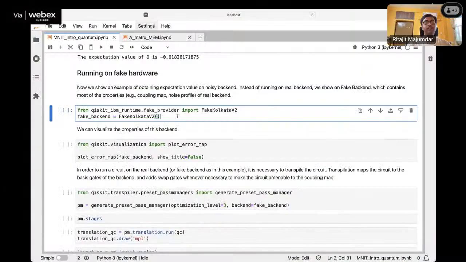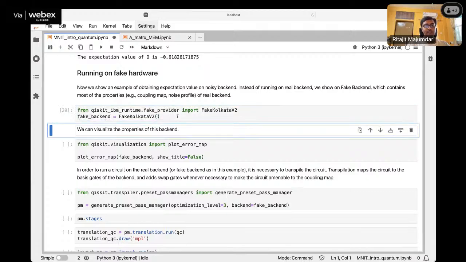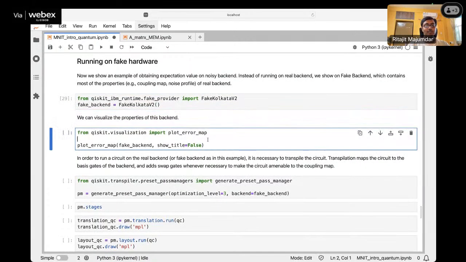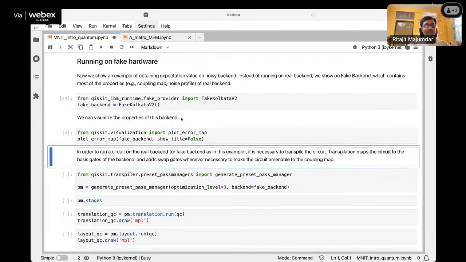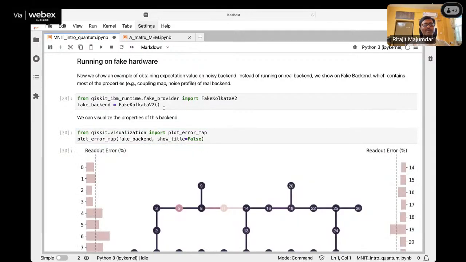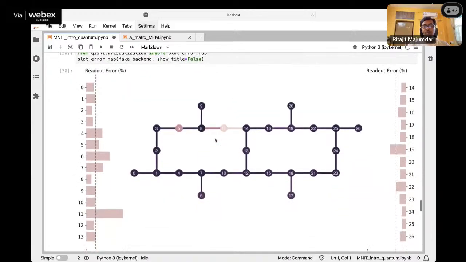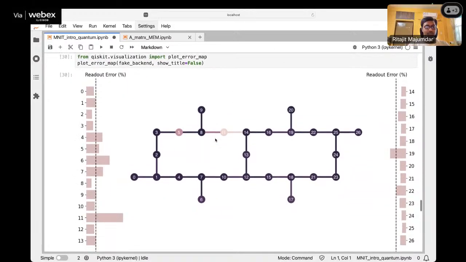So yeah, this is my fake backend. This is a very favorite backend of mine, just because I am sitting in Kolkata. So naturally, it's a very favorite backend for me. This is what the backend looks like. You have already seen this before.